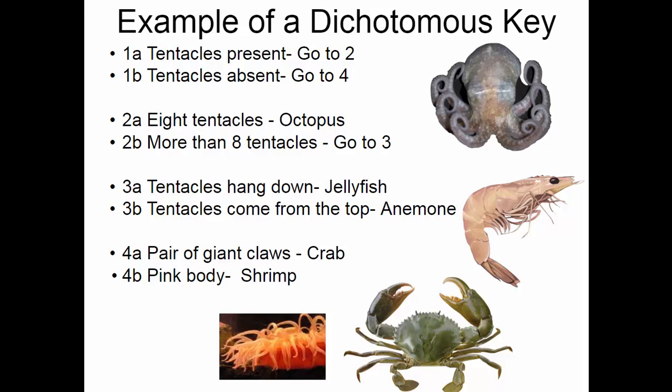All right, let's look at this. Tentacles present or absent? Absent. Go to four. Pair of giant claws? Yes. Crab. Look at this one. Tentacles present or absent? Present. Go to two. Eight tentacles or more than eight? More than eight. Do the tentacles hang down or come from the top? From the top. Yes, this is an anemone, a sea anemone. That's an animal.